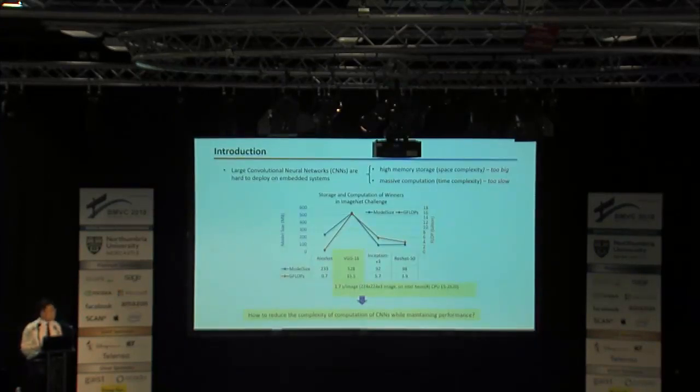Firstly, we need to see why we are going to do convolutional neural network, or CNN, acceleration. It is because convolutional neural networks require high memory storage and massive computation. We need to reduce its memory storage as well as the computation. For example, for VGG, it costs 1.7 seconds to process one image on my laptop. So there is a problem: how to reduce the complexity of computation while maintaining the performance of CNN.